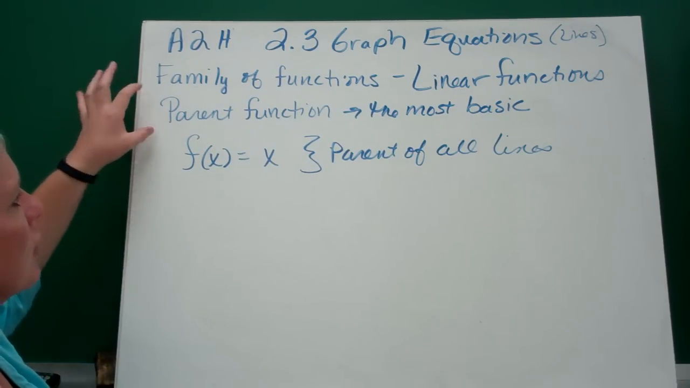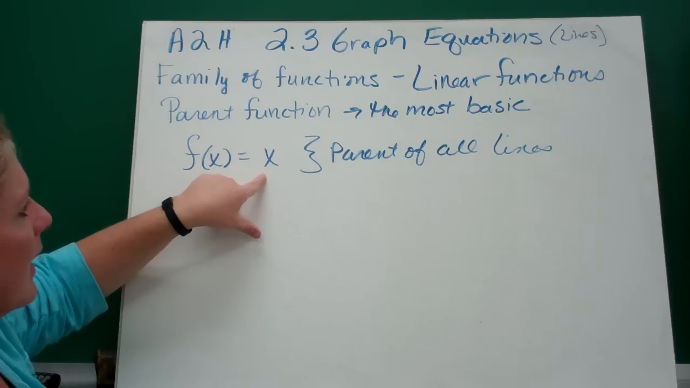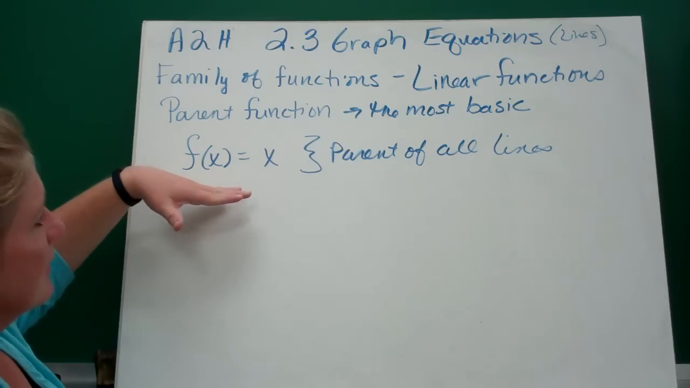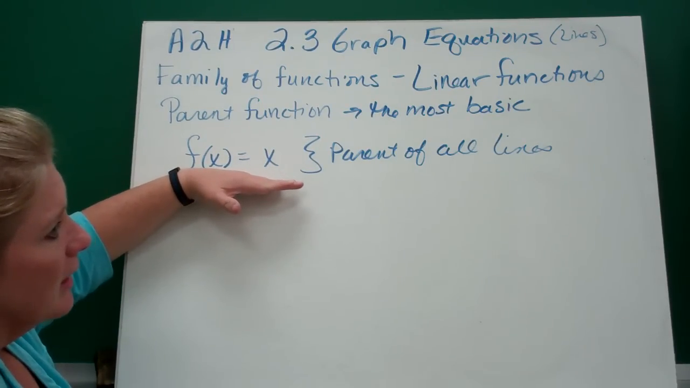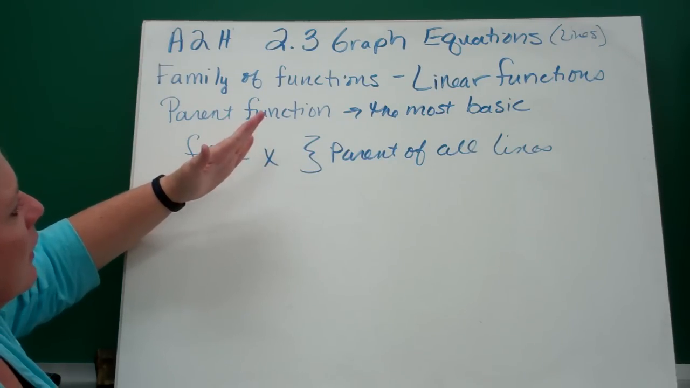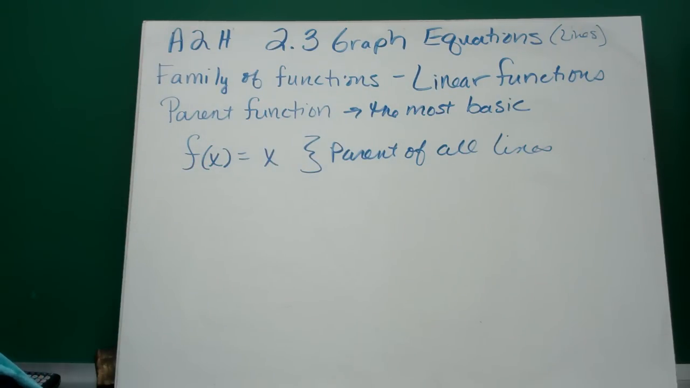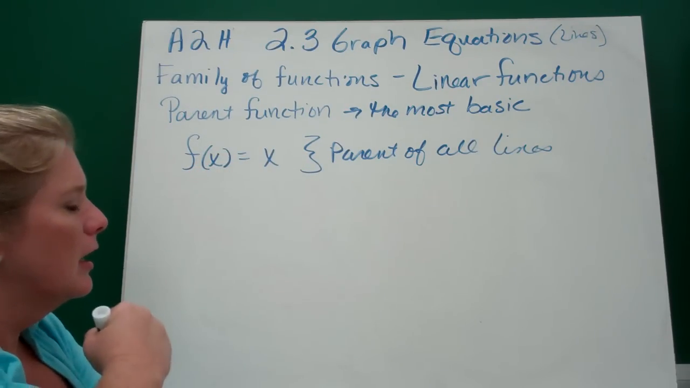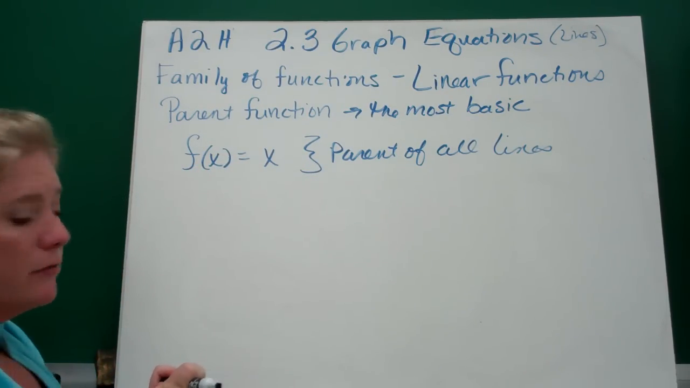The parent function is the line f of x equals x. Okay. Every other line is a variation of this line. It's either higher slope, lower slope, negative slope, whatever. Moved over this way, moved over this way. Every single variation. Okay. So let's graph this first one.